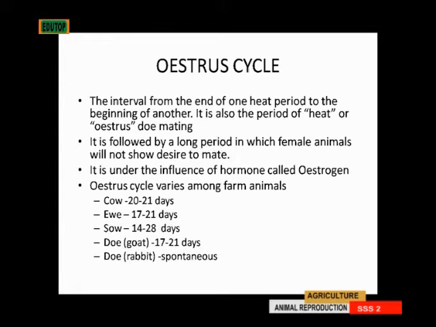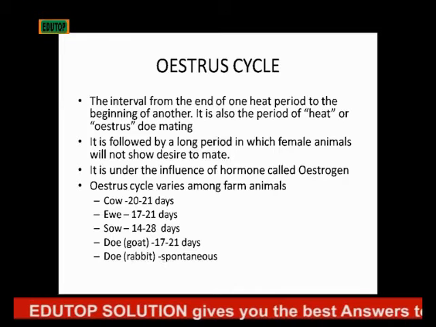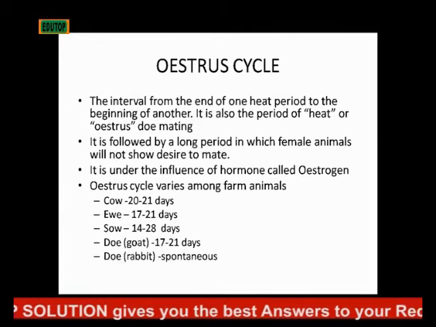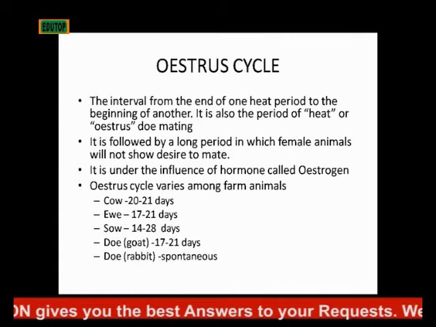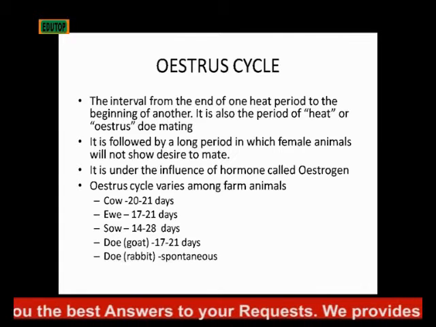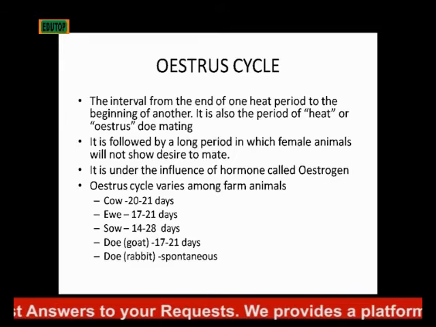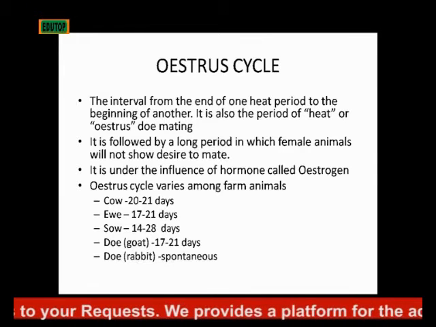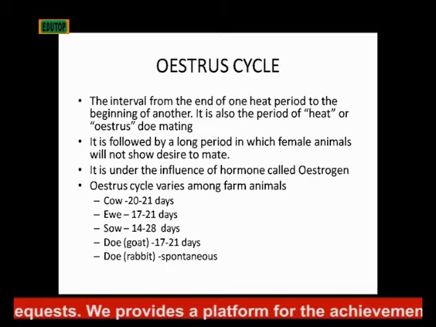During the heat period, the female animal shows desire to mate with a male animal. But after this period is over, the female animal does not want to mate with any animal again. This cycle is under the influence of the hormone called estrogen. That's why we call it the oestrous cycle. And this oestrous cycle varies among farm animals.